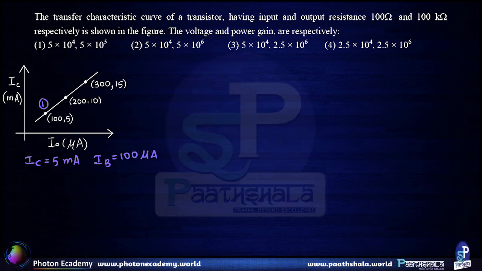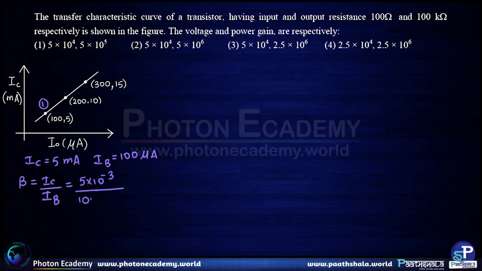For a transistor, we know that beta equals IC divided by IB. Putting the values of IC and IB, we get 5 into 10 to the power minus 3 upon 100 into 10 to the power minus 6, which equals 50. Therefore, beta equals 50.